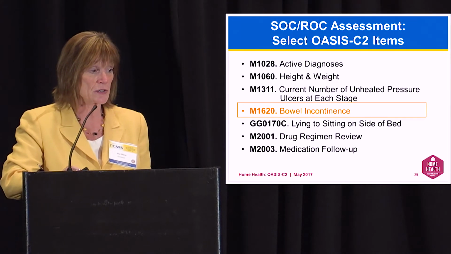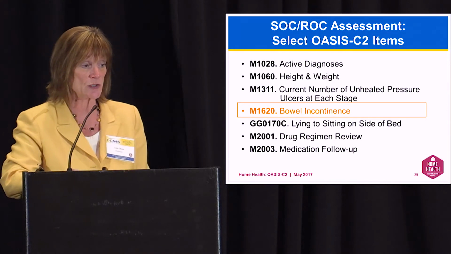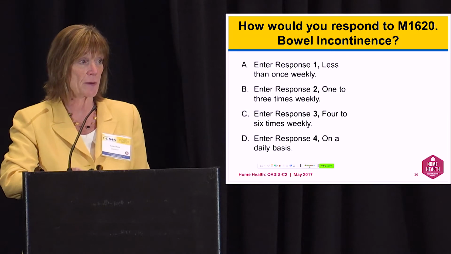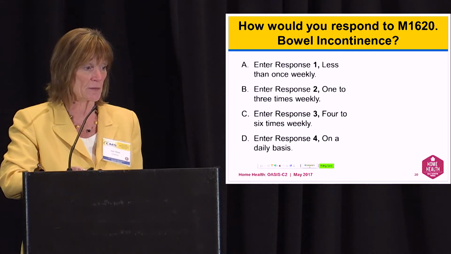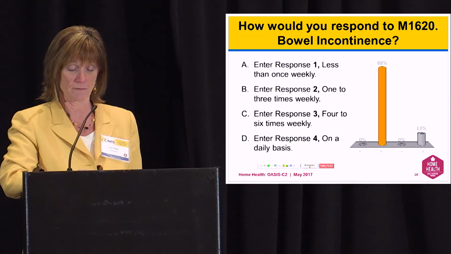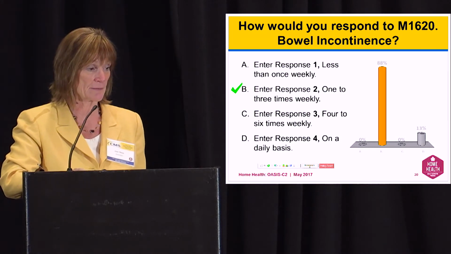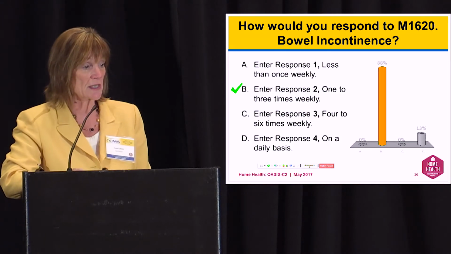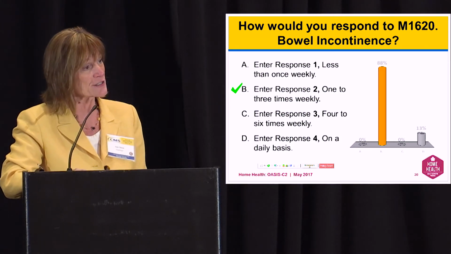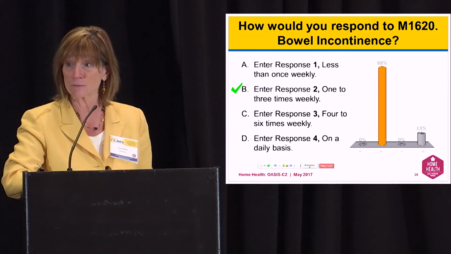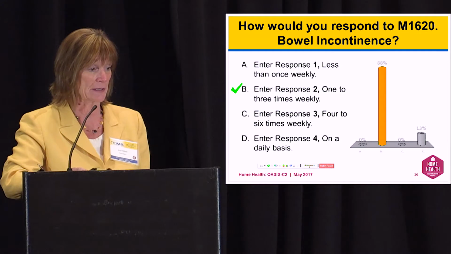So we're moving on to M1620 for bowel incontinence. And how did you respond to M1620 for Mr. B? Oh, this is jumping ahead quicker than... And the answer was B. For 2, because he had some challenges getting to the bathroom on time, 1 to 3 times weekly. So the answer for that was B.